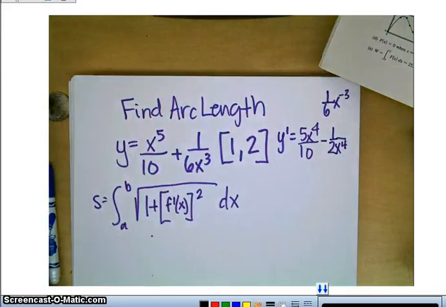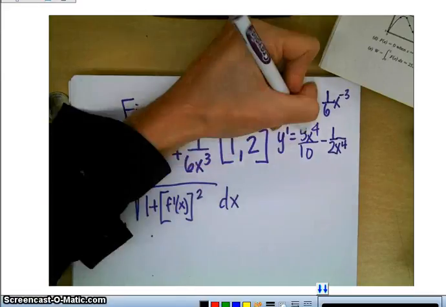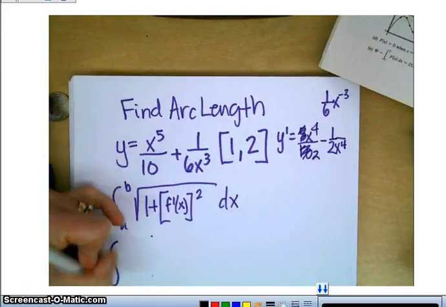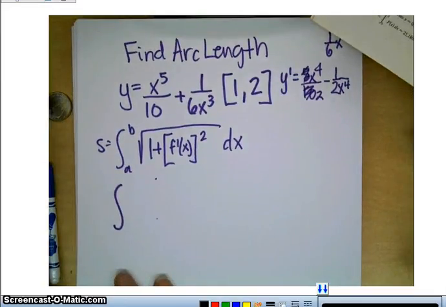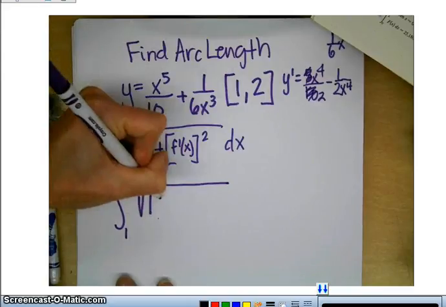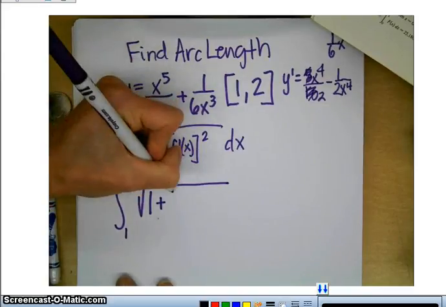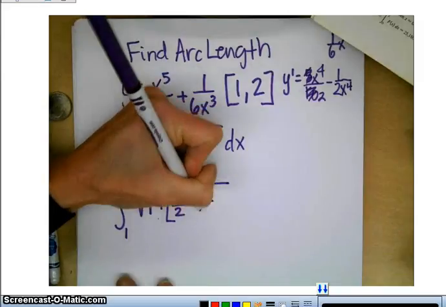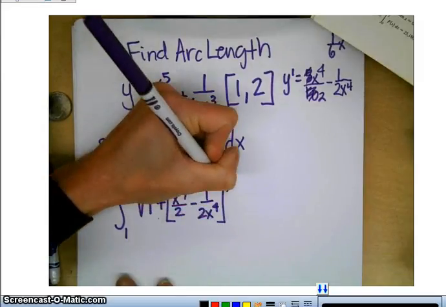So what's one more thing that I can do with that before I say there's my final derivative? Simplify. What are we going to simplify? 5 over 10 becomes 1 over 2. So there's my derivative. Now I'm just going to plug it in. What are my limits of integration? Okay, from 1 to 2 of the square root of 1 plus x to the 4th over 2 minus 1 over 2x to the 4th squared dx.